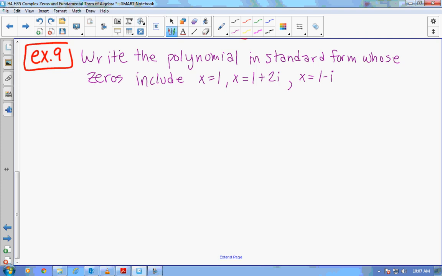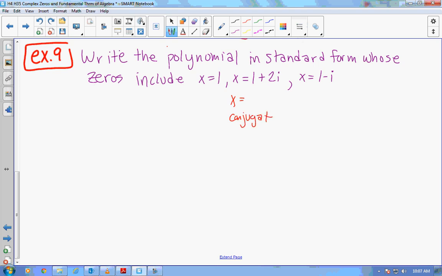How many zeros are there? 3. There's 3 written. How many zeros are supposed to be there? 5. Why is it supposed to be 5? What was your essential question at the beginning of the notes? If we have a zero of a plus bi, then what must exist? Its conjugate. Does 1 need a conjugate? No, that's not a complex one. So even though they don't give it to you, you have to have an understanding that this one has a conjugate.